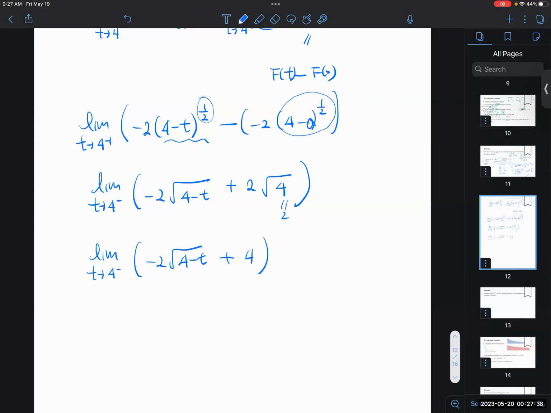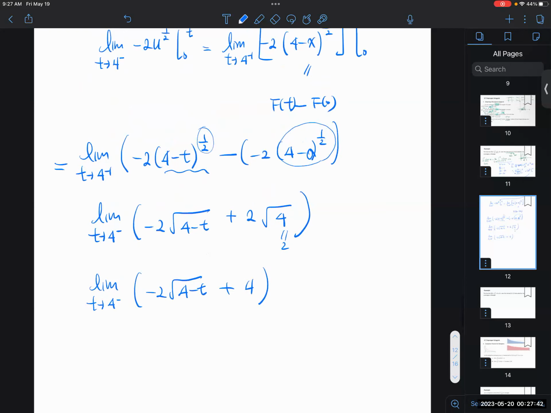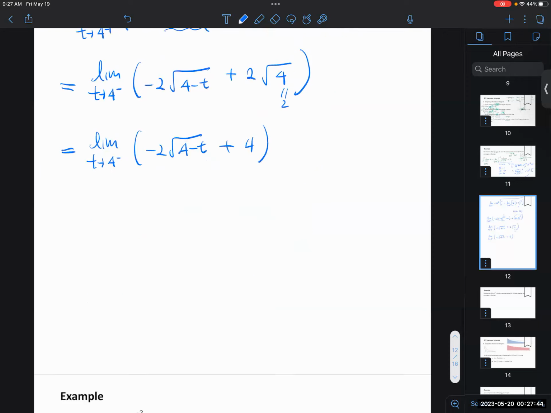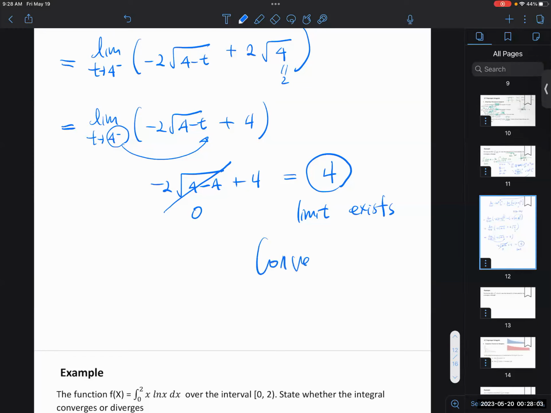Are we okay? So now what happened? We pretty much finished everything. Plugging in 4 for t: -2 times radical 4 minus 4, plus 4, that is gonna be 0. So it's gonna be 4 remaining. The limit exists. That's all you need to check. The limit exists, so this is convergence.